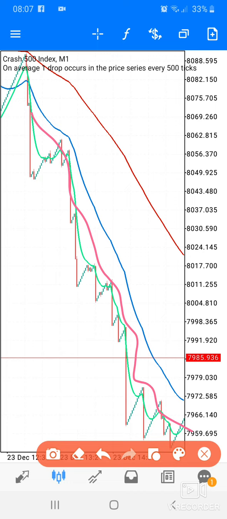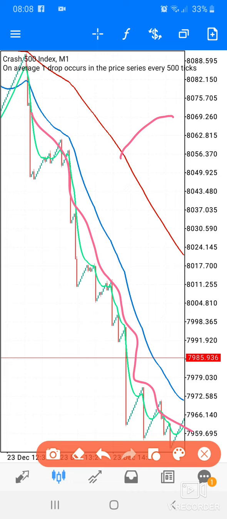So if you're a spike trader, you can take advantage of that, especially in crash. You have to identify that the 200 exponential average is pointing downwards, indicating that there's a downward trend. Then you can use the 10 or the 50 exponential moving average as your entry points.